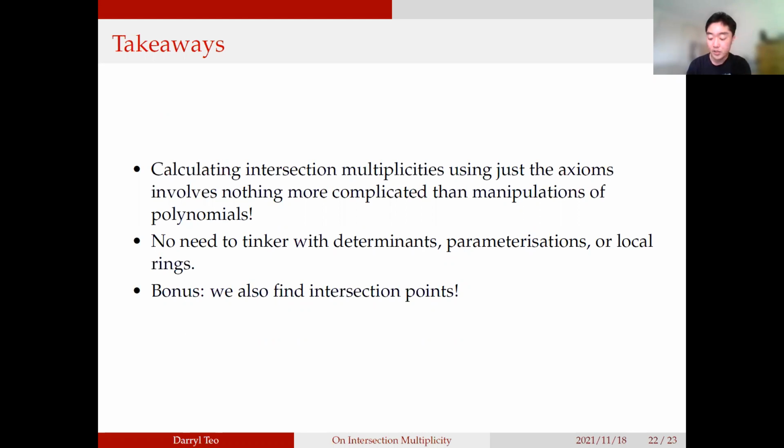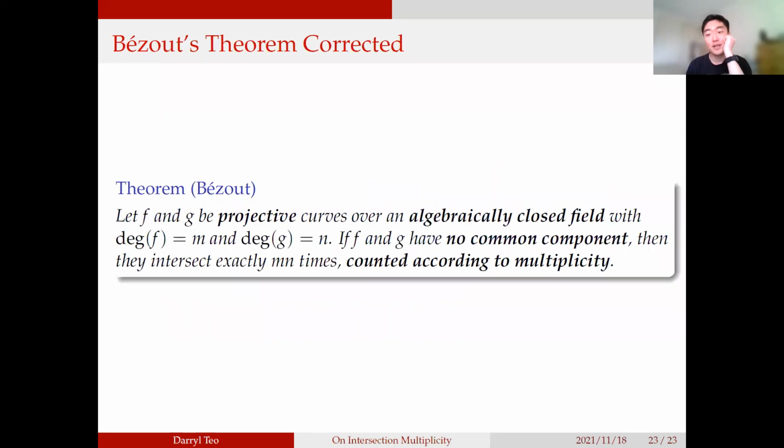And so with that, I will finish off by just showing how you fix Bézout's theorem. And this is its correct statement, the one that is true. So let f and g be projective curves over an algebraically closed field, degree f equal m, degree g equal n. If they have no common components, then they intersect exactly mn times, counted according to multiplicity.